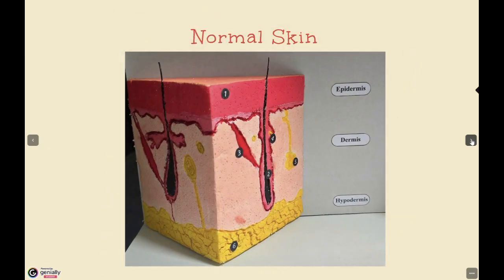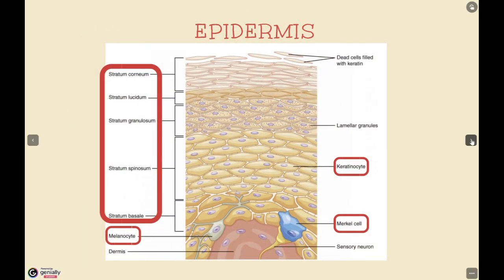In normal skin, the epidermis is made of keratinized stratified squamous epithelium. Its major cell type is the keratinocyte, which produces keratin for protection and water retention. Other key cells include melanocytes for pigment and UV protection, Langerhans cells for immune defense, and Merkel cells for light touch sensation. The epidermis is organized into strata, like the stratum basale, where cells divide, up to the stratum corneum, where dead keratinized cells form a protective barrier.